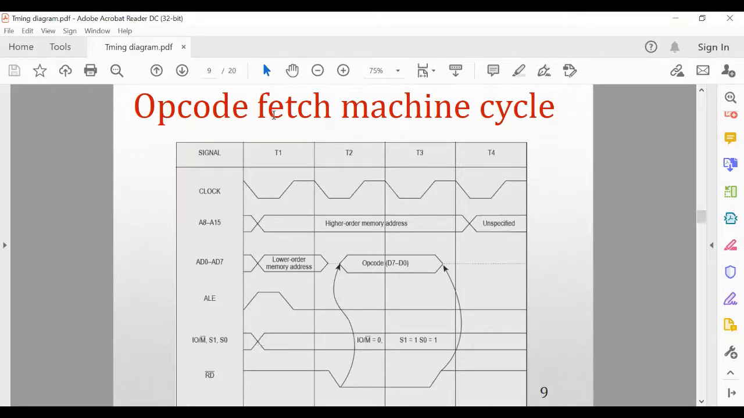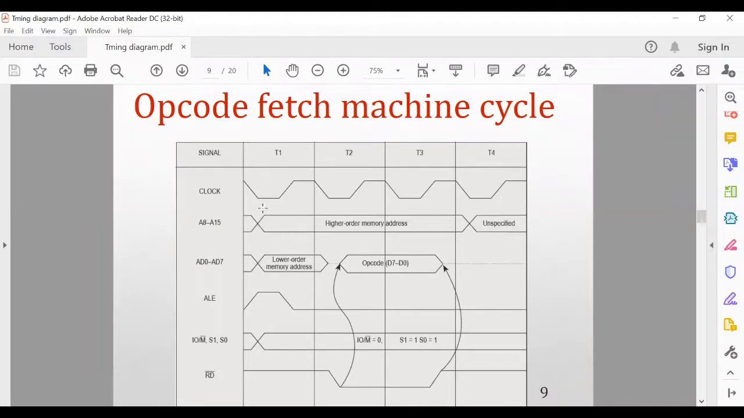And now for any operation, any opcode fetch operation, the opcode is stored inside a memory location. So first the microprocessor needs to identify the memory location, and if it goes to that memory location, it can read the data from that particular memory location.